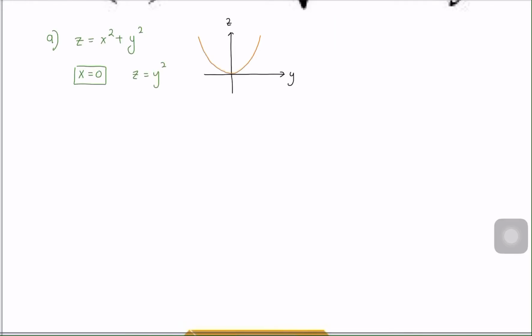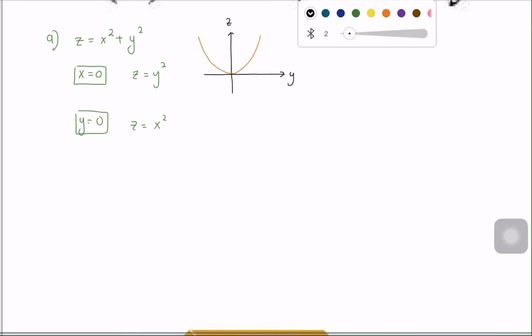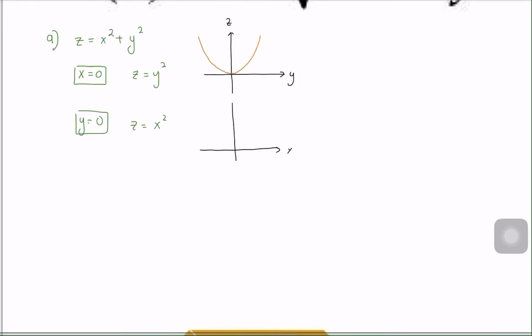Now how about y equal to 0? Then we have z equal to x squared. This time our graph is on the plane of what? X and z. What would be our shape here? Still smiling. So z equal to x squared, we have it like this.